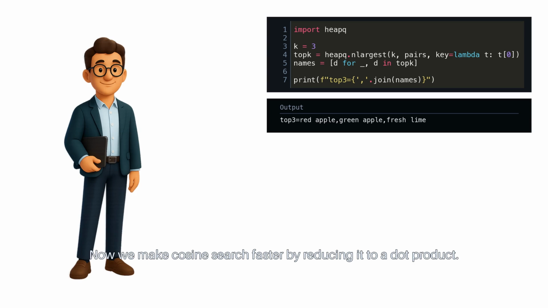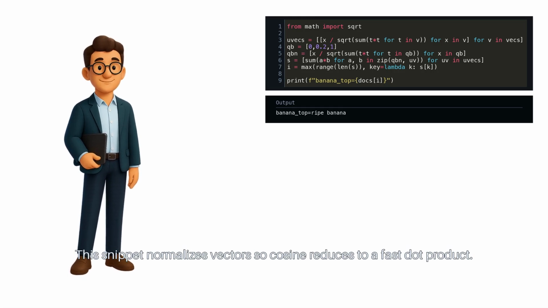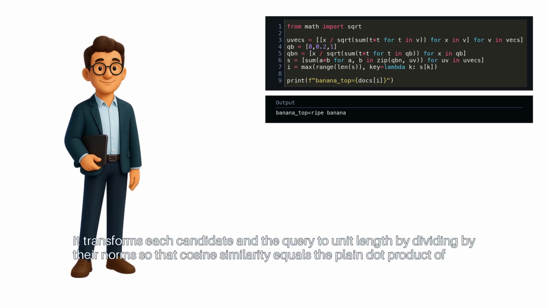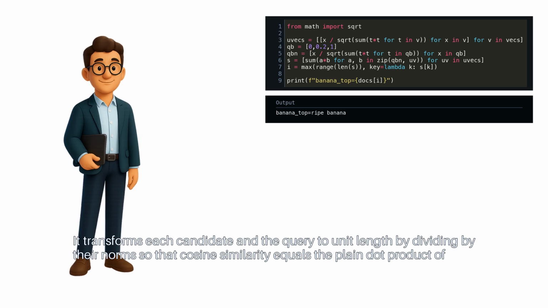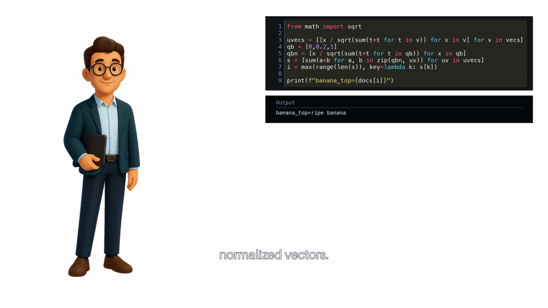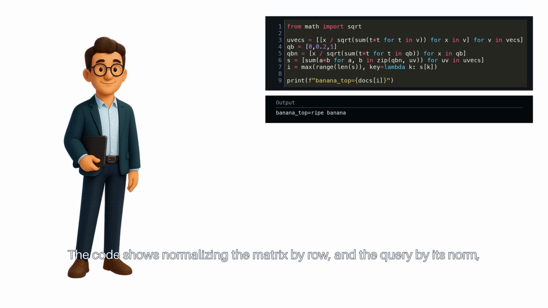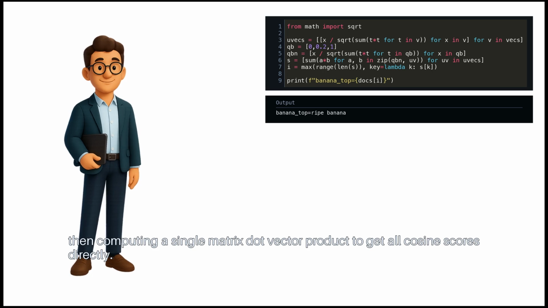Now we make cosine search faster by reducing it to a dot product. This snippet normalizes vectors, so cosine reduces to a fast dot product. It transforms each candidate and the query to unit length by dividing by their norms so that cosine similarity equals the plain dot product of normalized vectors. The code shows normalizing the matrix by row and the query by its norm, then computing a single matrix dot vector product to get all cosine scores directly.